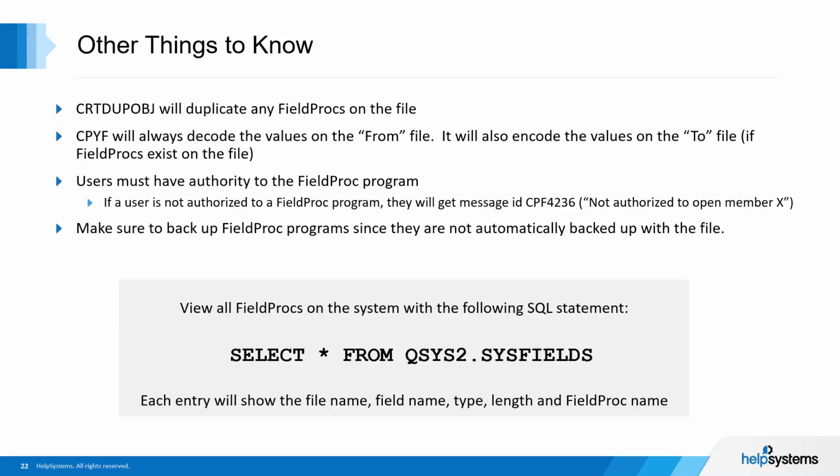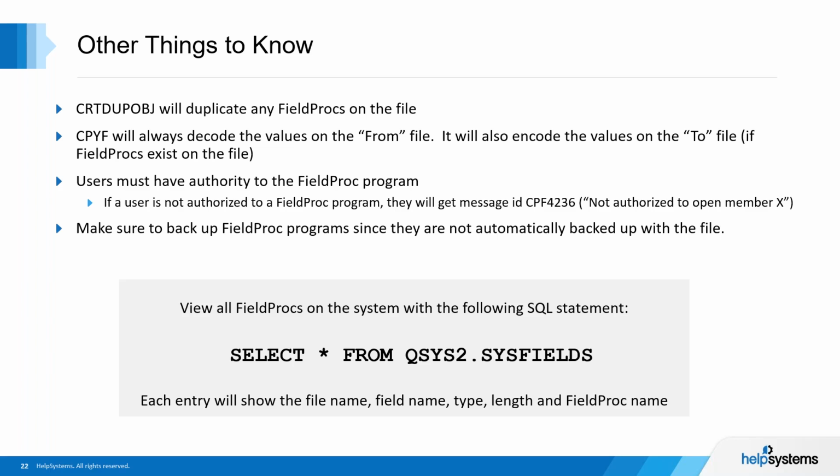A few other things that you should know if you're contemplating field procedures. If you are doing a create duplicate object, for example, it will duplicate the field proc assignments on the file into the new object. If you're doing a copy file to transfer data from one file to another, the copy file will always first decode the values in the from file, and then depending on whether there is a field proc on the target file, it will then re-encrypt or re-encode those values as it moves the data over. This means a copy file potentially could take significantly longer than it would have traditionally when the data was all visible.